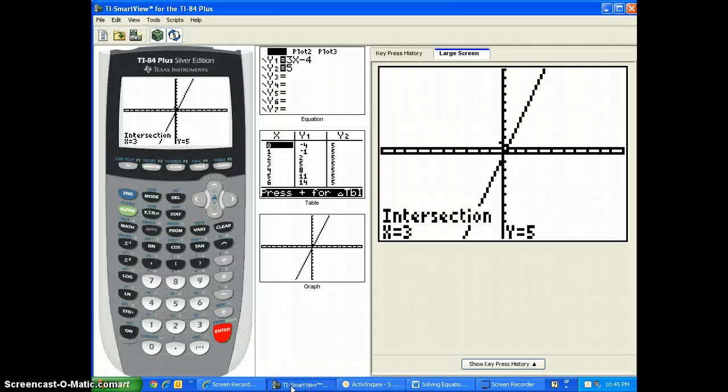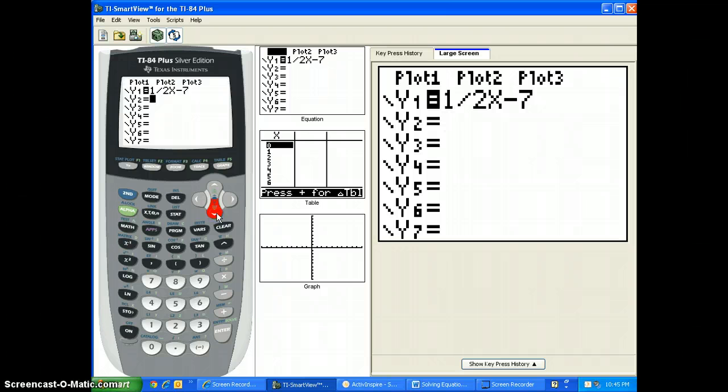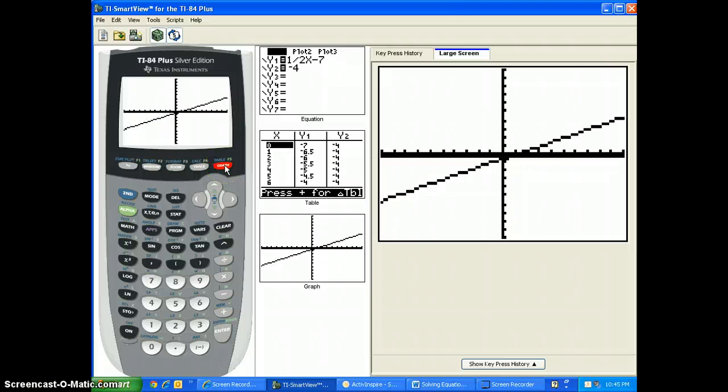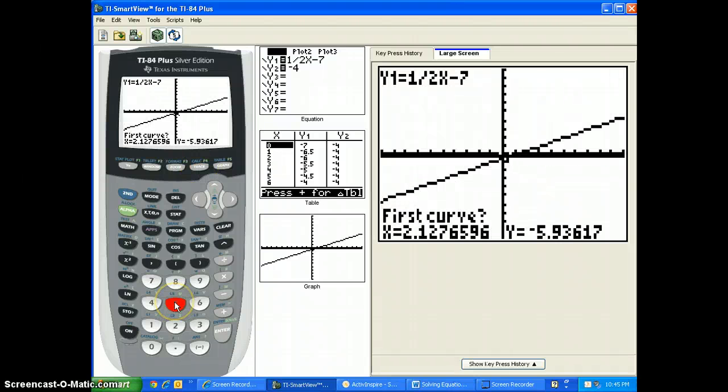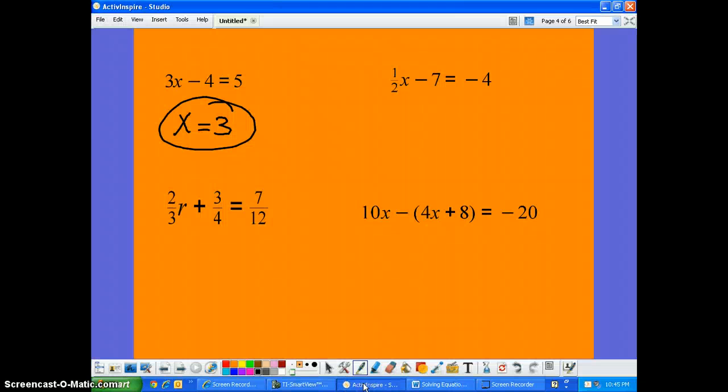So let's try the next problem. Press y equals. Now we want to clear this information out, and now we want to key in our new equation. Press 1/2 x minus 7 in y1, and then negative 4 in y2. And if you type the equation as you see it on your paper, the calculator will recognize the order of operations. So now I want to press graph, and I can see the intersection of my two lines. Next, I want to follow my steps and press second trace, the number 5, and hit enter 3 times. Your answer for this problem happens to be x equals 6.